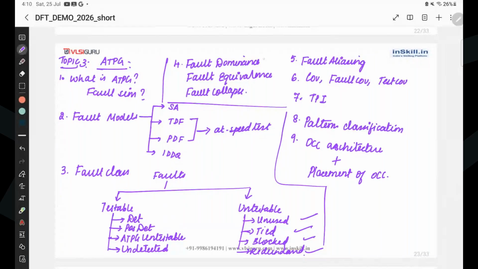And then we'll also try to understand what is fault dominance, equivalence, and fault collapsing. We will understand what is fault aliasing, what is coverage, fault coverage, and test coverage. We'll understand test point insertions, how patterns are classified, what is the on-chip clock controller, the OCC architecture, and how the placement of OCC will happen, where to place the OCC. All these topics we will be discussing in our course.